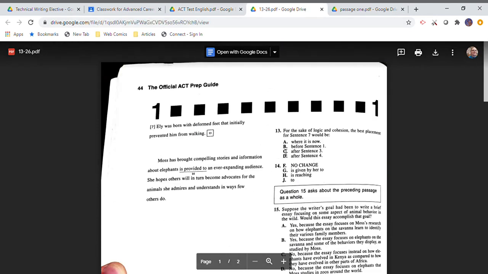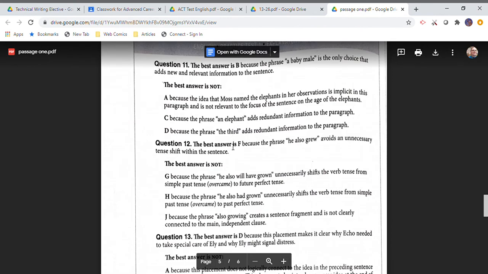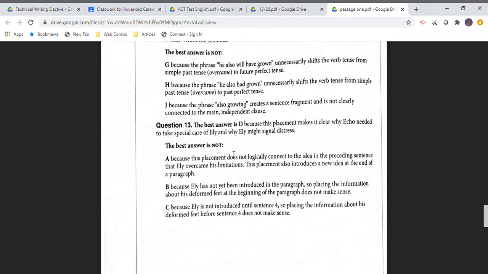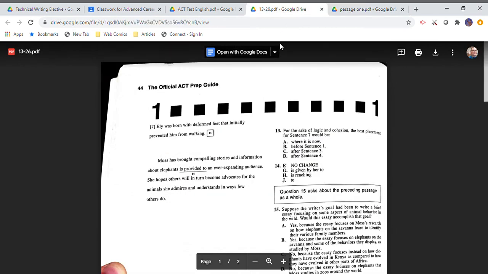Where it is now, before sentence 1, after sentence 3, after sentence 4, yes, which would put it before sentence 5, so that's D. Question 13, the best answer is D, because this place makes it clear why Echo needed to take special care of Eli and why Eli might signal distress. Very good.